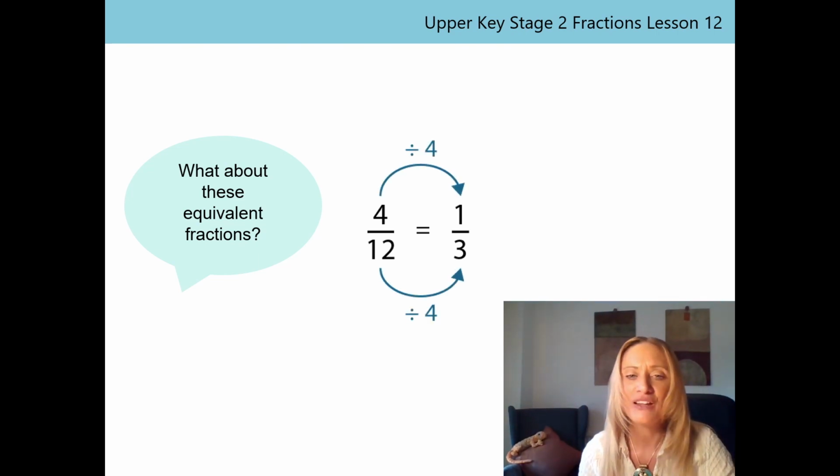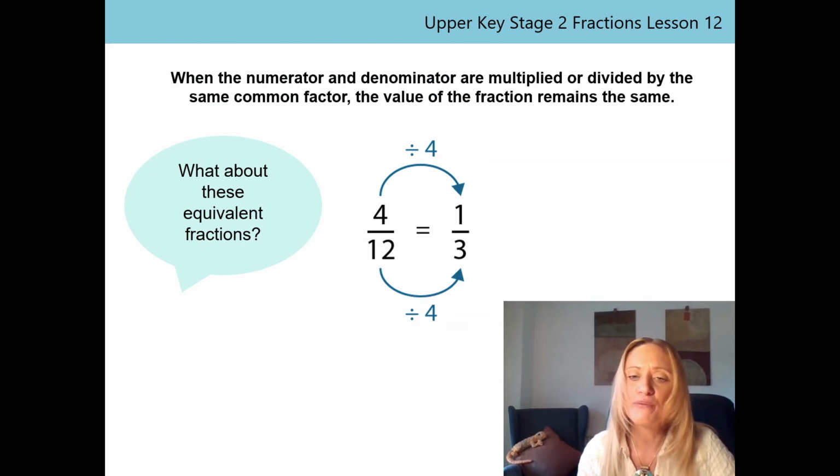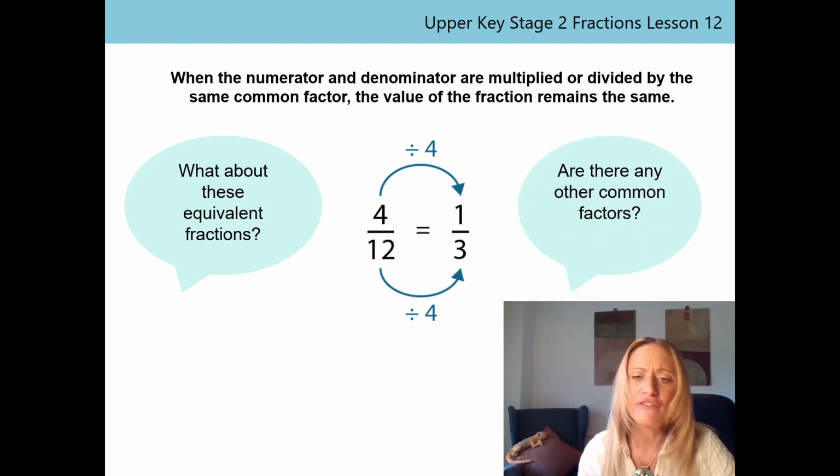Really well done. And what else can you tell me about 4? So the numerator and denominator can both be divided by it because it is a common factor. So it's a factor of the numerator 4 and it's also a factor of the denominator 12. And we've said that when the numerator and denominator are multiplied or divided, in this case, by the same common factor, the value of the fraction remains the same. Brilliant. Are there any other common factors though?